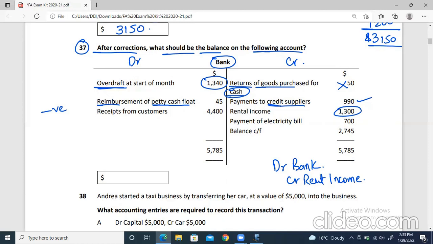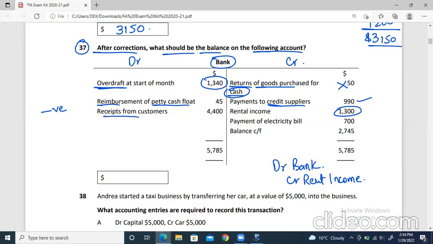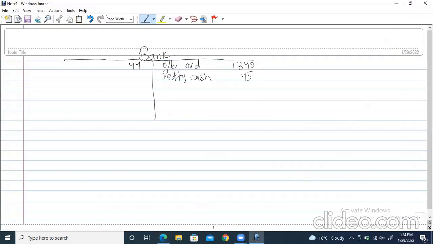So we credit the bank because we take out the money from the bank and put it in the petty cash box. So this is also written on the wrong side because it's an expense, right? It's a payment. It's not a receiving thing, right? So that means we have to write 45 on the credit. This was the petty cash. Okay, now receipts from customers, this is written on the correct side because this means the cash that we received from the customers is 4,400. So 4,400 received from customers.